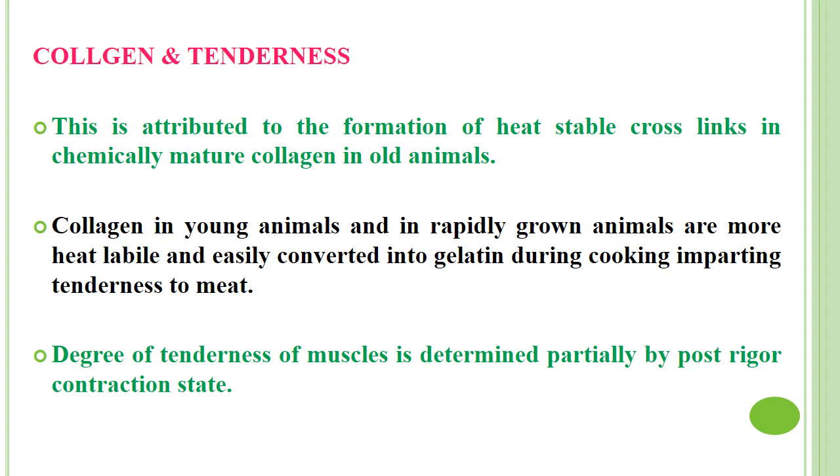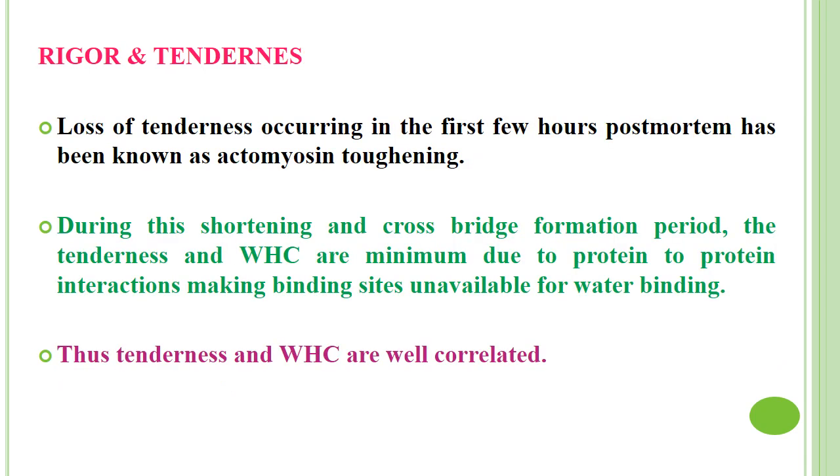The degree of tenderness of muscles is determined partially by post-rigor contraction of the muscle. This is another aspect which we have discussed earlier. If the rigor is not properly resolved, then there will be a little shortening, and that gives toughness. So that's a different aspect. As I mentioned, the loss of tenderness occurring in the first few hours post-mortem is known as actomyosin toughening. That is the permanent actomyosin formation leading to rigor. So rigor and tenderness are also related.